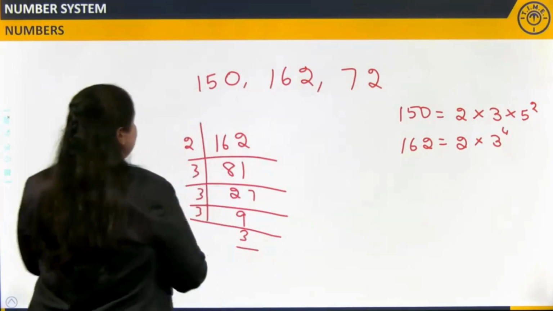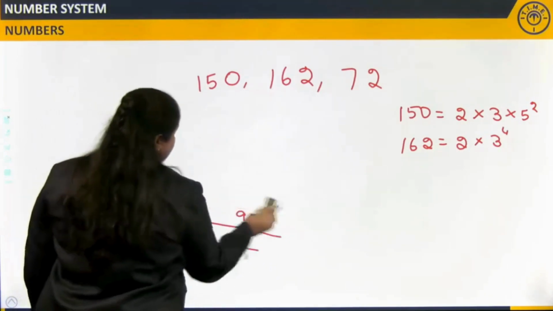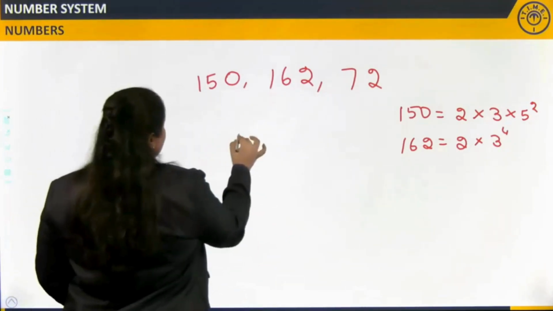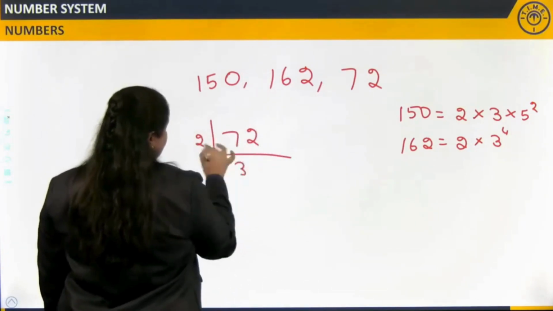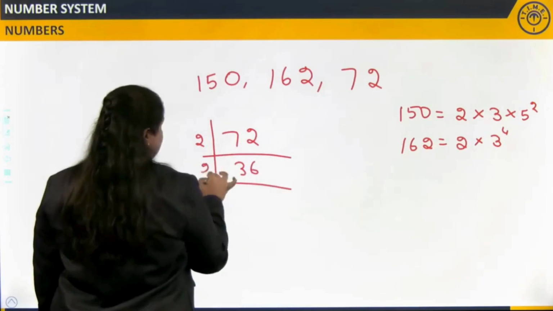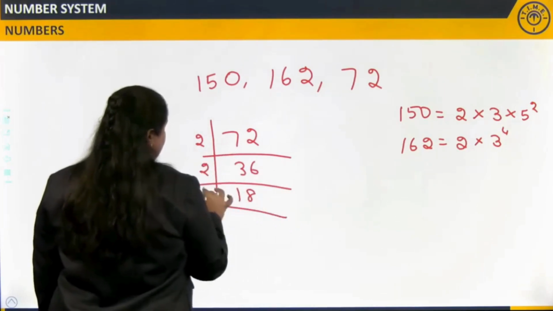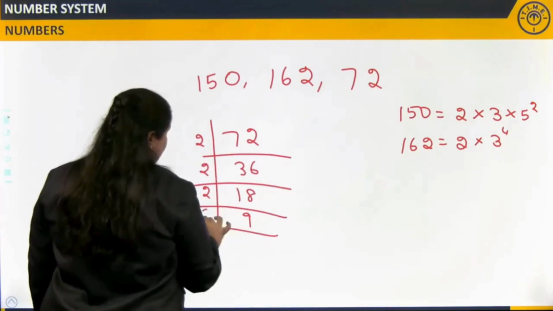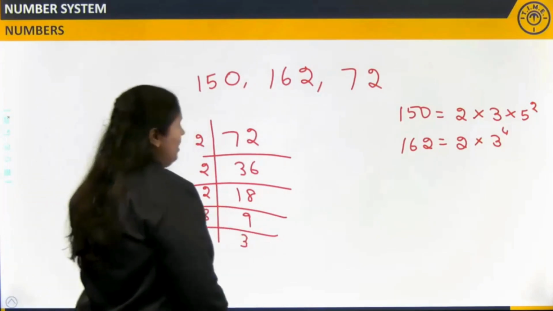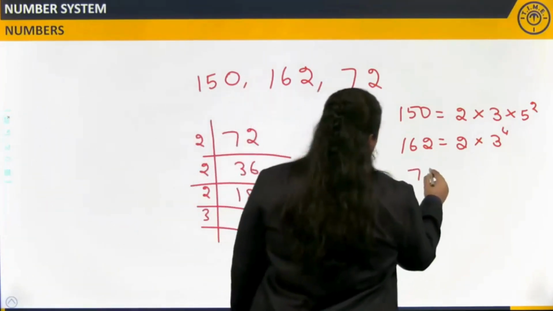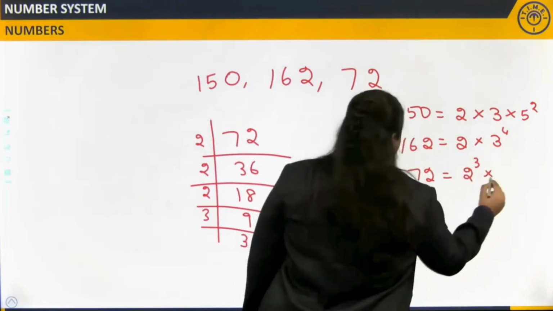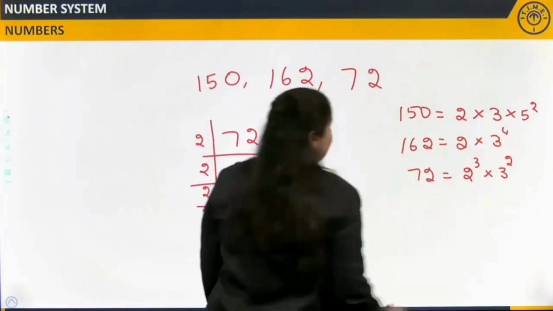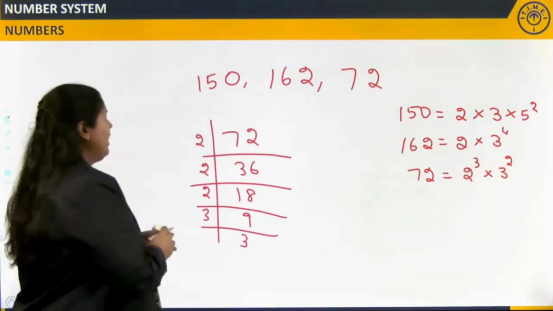Now, coming to the last one. What is it? 72. 72 when you divide by 2, what do you get? 36. Again 2, 18. Again 2, 9. Now 3. 3 3s are 9. How many 2s are there? 3 2s are there. 2 power 3. How many 3s are there? 2 3s are there. 3 power 2. That's all. Okay.